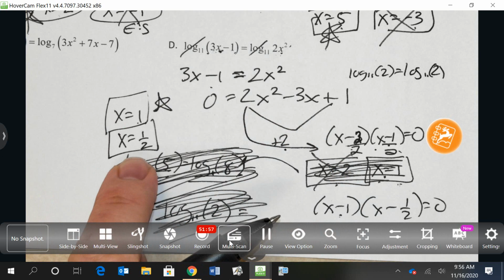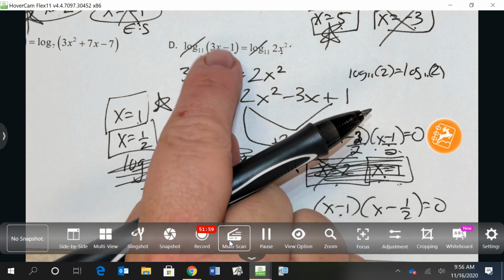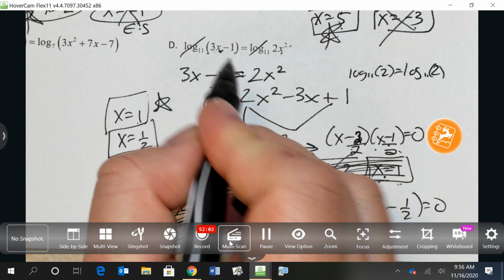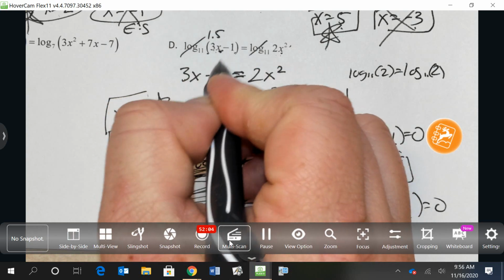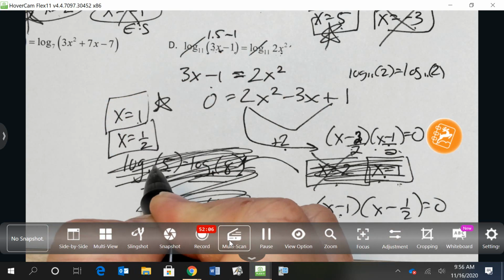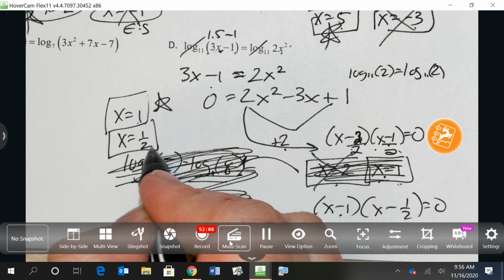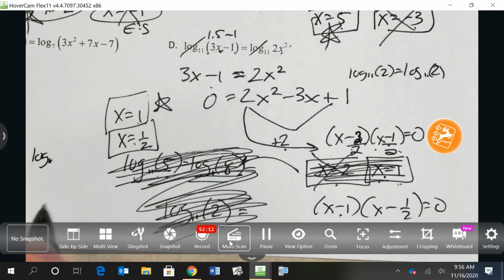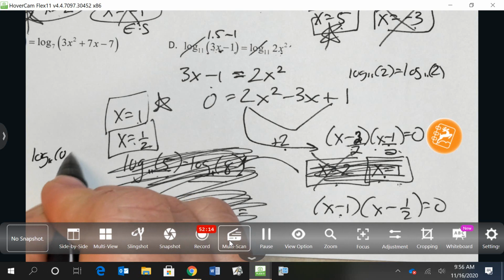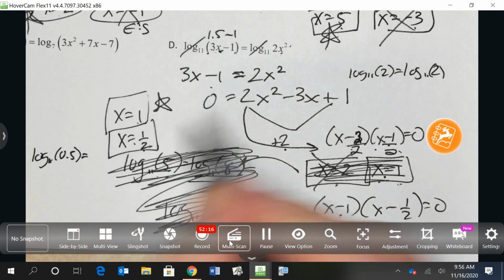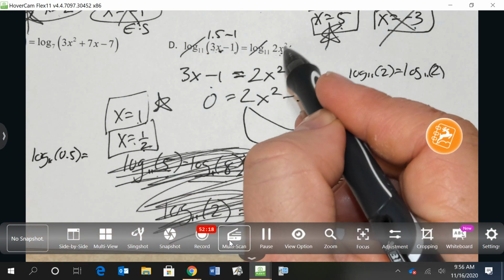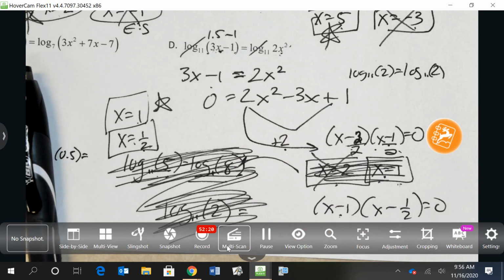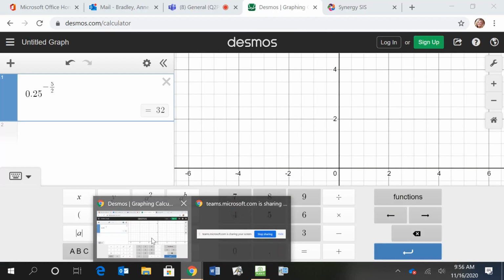Let's try 1/2. So half of 3. What is half of 3? Half of 3 is 1.5. And 1.5 minus 1 is 0.5. So when I plug in this, I end up with log base 11 of 0.5. Let's check on the other side. I want to take 0.5 squared and then take it times 2.